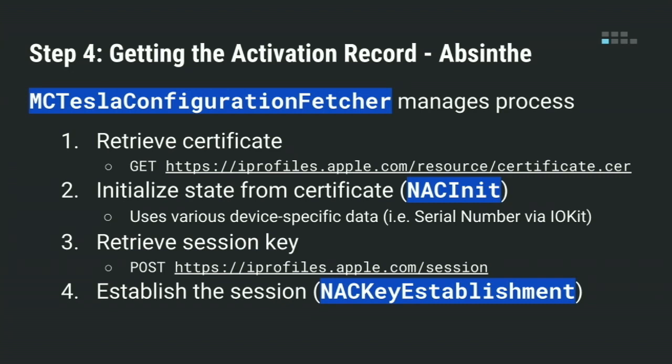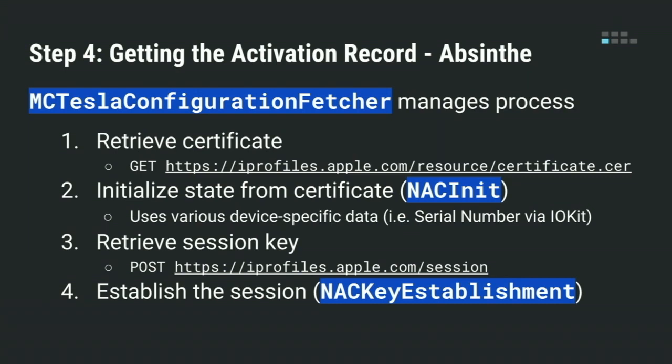So at this point, before we can make the request to Apple to actually retrieve our DEP profile, we need to establish a rather peculiar type of encryption, which is internally called Absinthe. The object in cloudconfigurationd that runs this is internally called MCTeslaConfigurationFetcher, which is partly pretty well named. This manages a 5-step process. The first step is to plainly retrieve a certificate from Apple's servers. Now, one quick note on this. Absinthe is a rather complex topic, and we're not going to go into too much detail, but we'll go over the basic steps here.